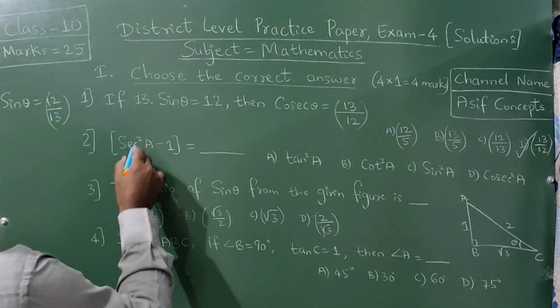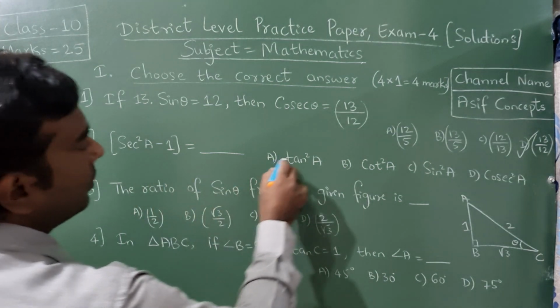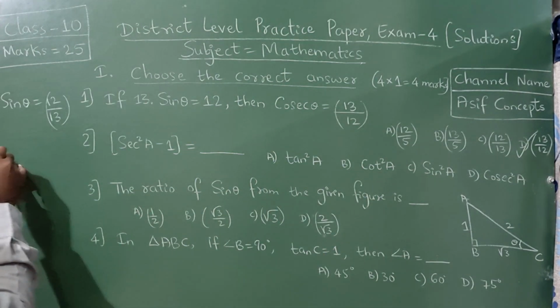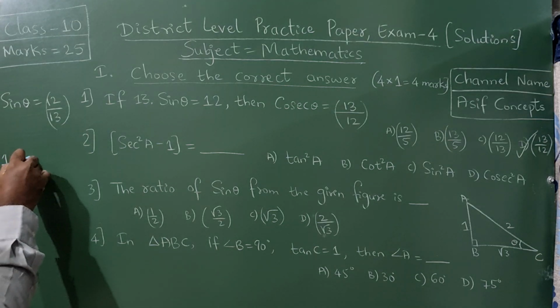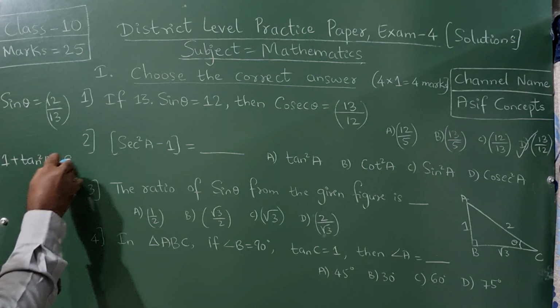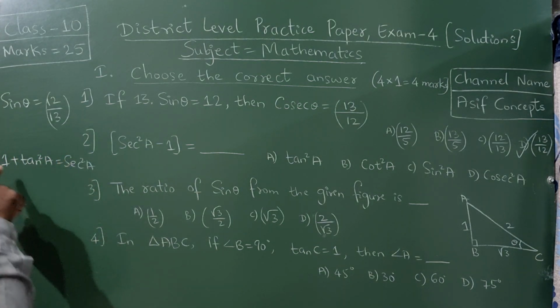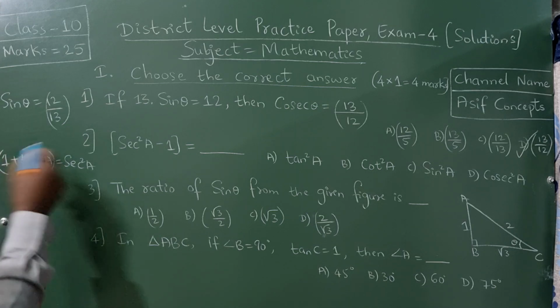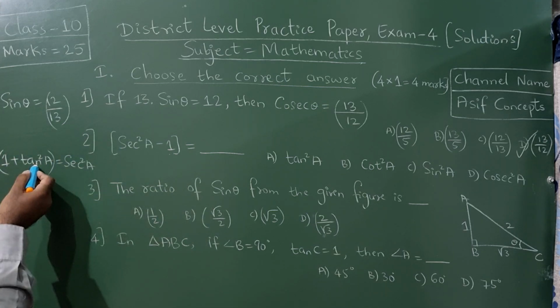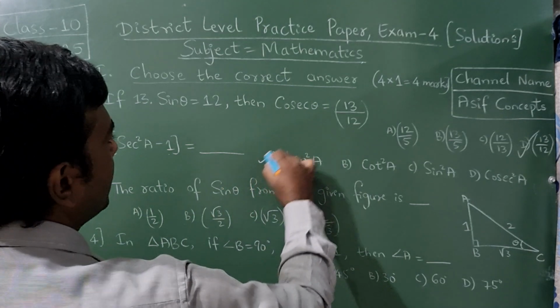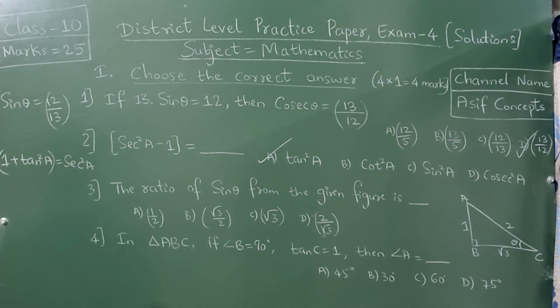Okay. Now secant square A minus 1 is equal to, there are 4 options. There is a formula, 1 plus tan square A is equal to secant square A. If this 1 goes to the right hand side, it will become minus. So what is left here? Tan square. So the correct option is tan square A.